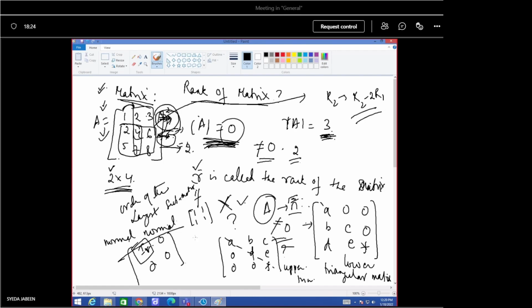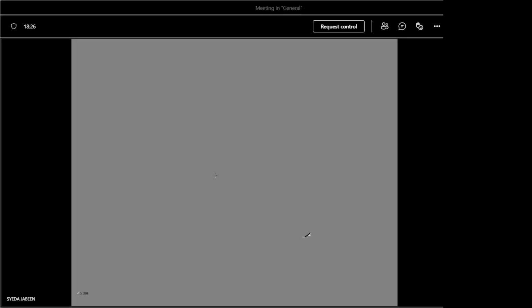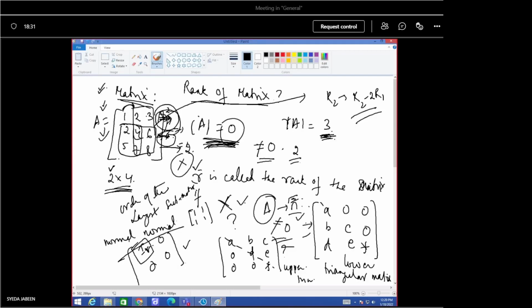So these are the simplest techniques by which you can find the rank. Don't go for finding the minor of the matrix. If it is a big matrix, don't go for finding the minor. It will be a wastage of time. So this is fine. Let us come to the example.